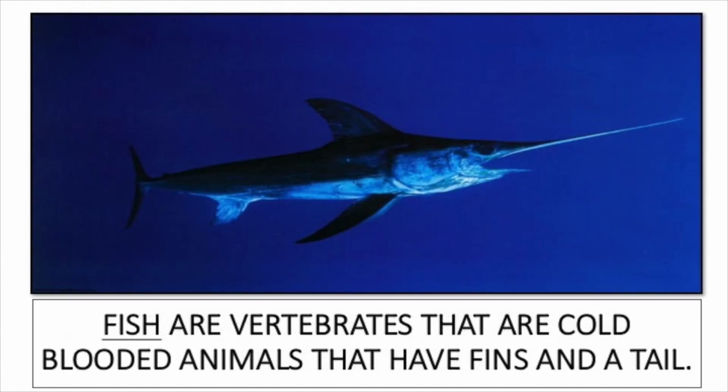Fish are vertebrates that are cold-blooded animals that have fins and a tail. Yes, fish have to be really good swimmers. So what fish have on the top of their bodies here, and sometimes below, like this fish, these are fins. And these help the fish to swim really quickly. And then all fish have on the back of their bodies a tail.